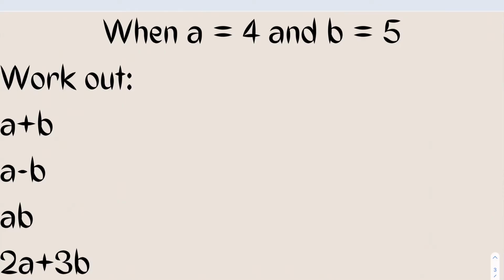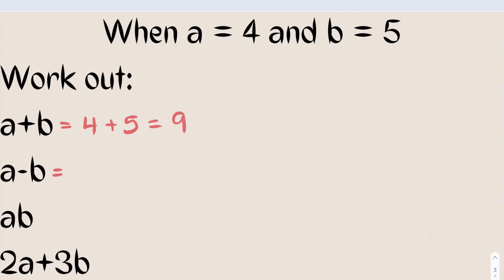In this example, we're going to look at how to substitute the values of A and B into each of these expressions. So here they tell us that A is equal to 4 and B is equal to 5. So substituting these values in, wherever I see an A or a B, I'm going to put in the values 4 and 5. So for the first one, A plus B, nice and easy, we're going to substitute in the value of A, which is 4, and then we add on the value of B, which is 5. So 4 plus 5 equals 9.